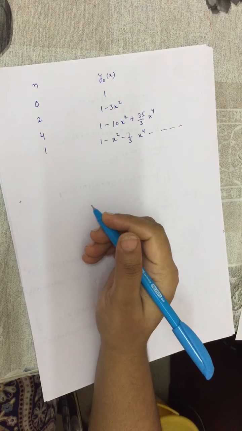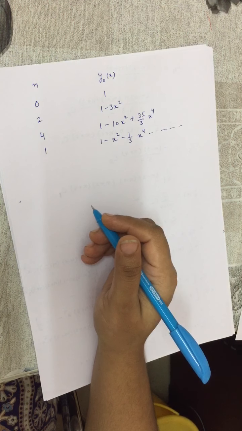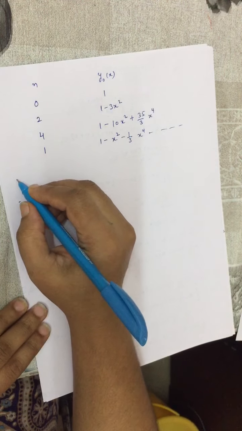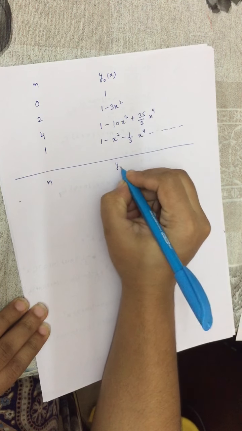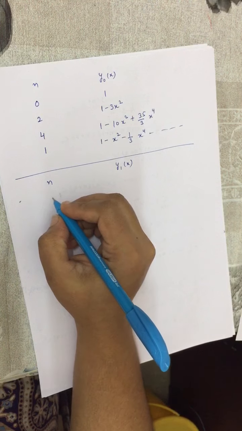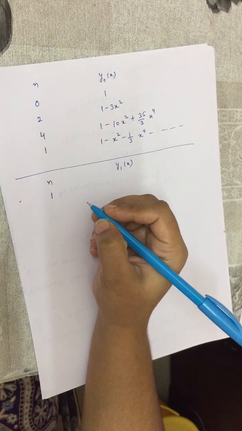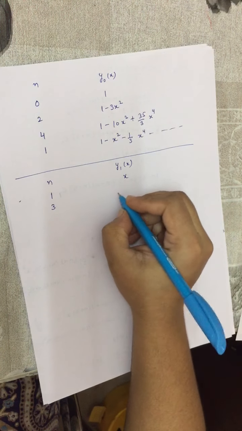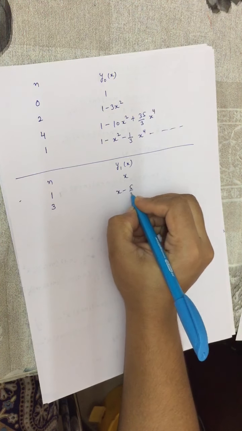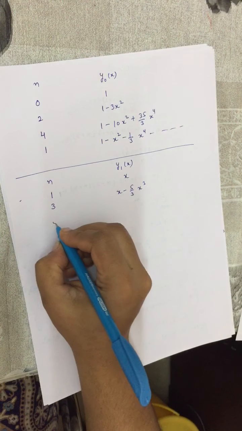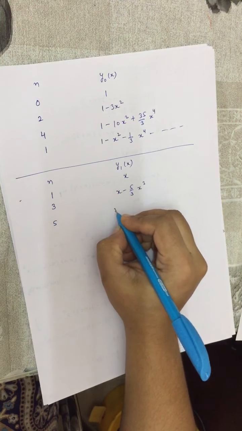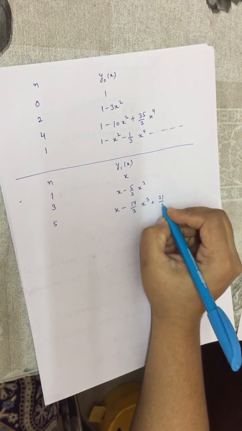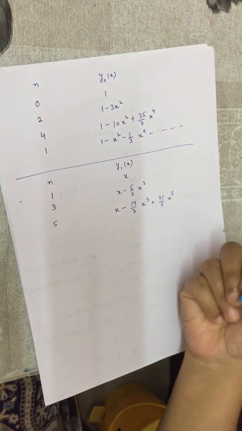Similarly, for y1, when we take n to be odd integers, let us say 1, then y1 becomes x. When we take n is equal to 3, y1 becomes x minus 5 by 3x cubed. When we take n is equal to 5, then y1 becomes x minus 14 by 3x cubed plus 21 by 5x raised to 5, and so on.